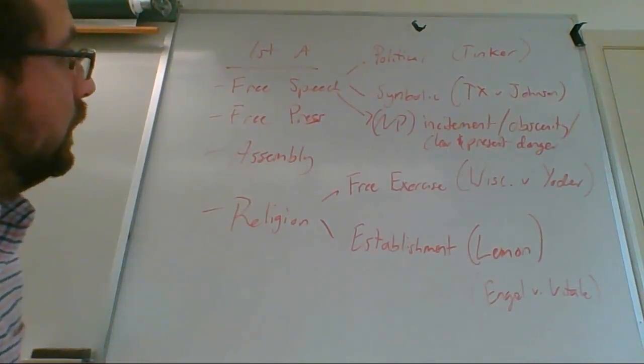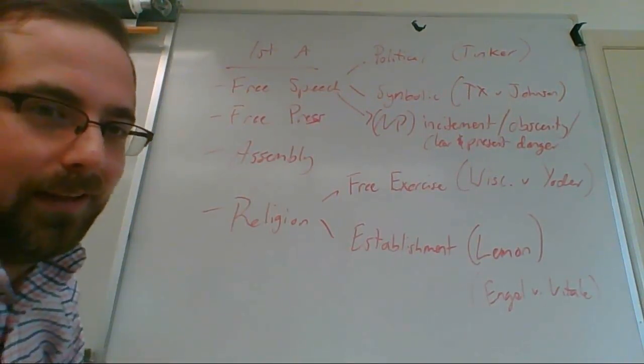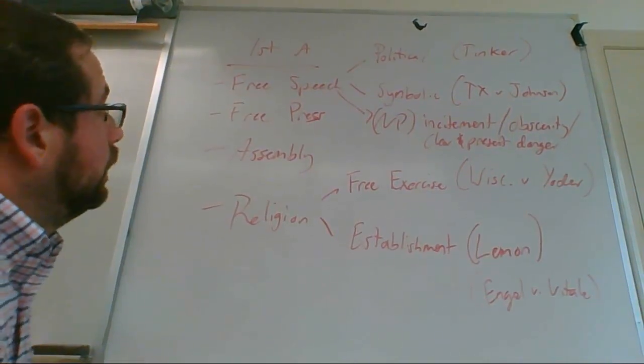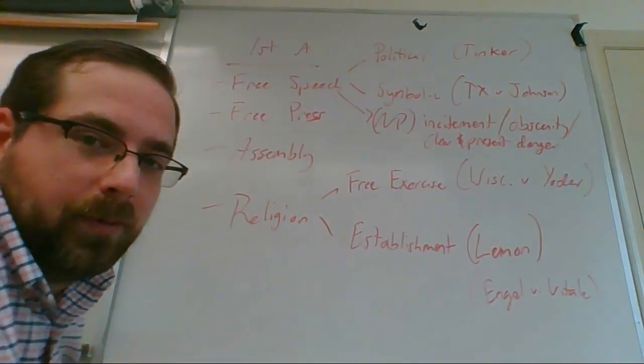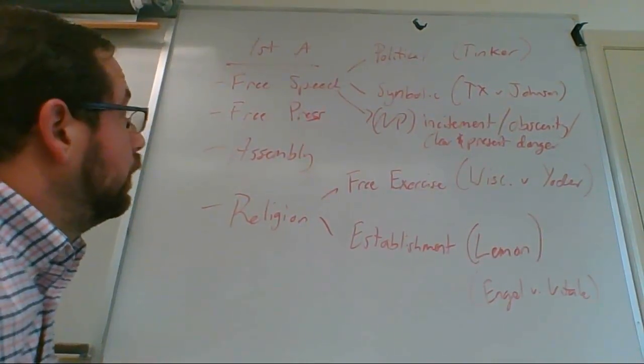Freedom of speech has two parts that are similar but just slightly different, right? So freedom of speech is broken down into two things. There's political speech and symbolic speech. Those are protected forms of speech. Then there are non-protected forms of speech, right?